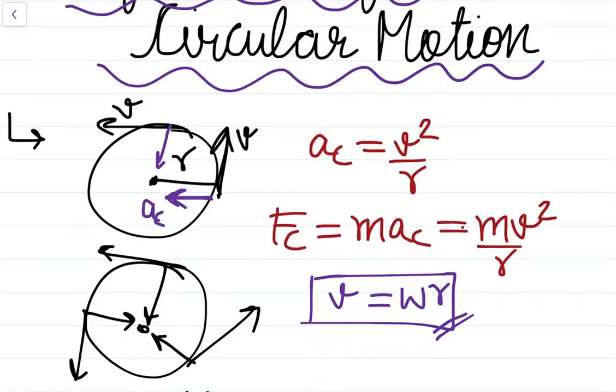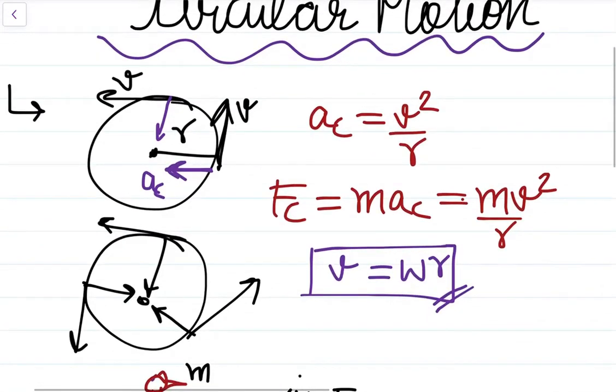Due to centripetal acceleration, a particle experiences centripetal force, which we can write as Fc, which is m into AC. AC is centripetal acceleration, so its formula becomes mv squared by r. Also remember that v is equal to omega r. It will be used in a few examples ahead.